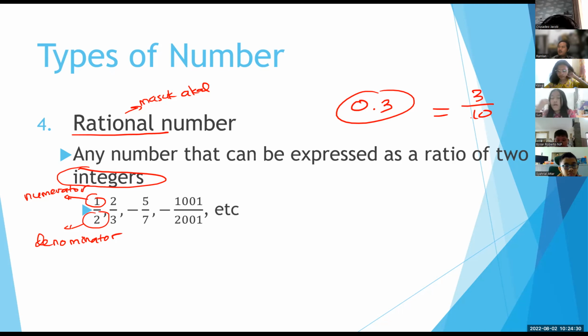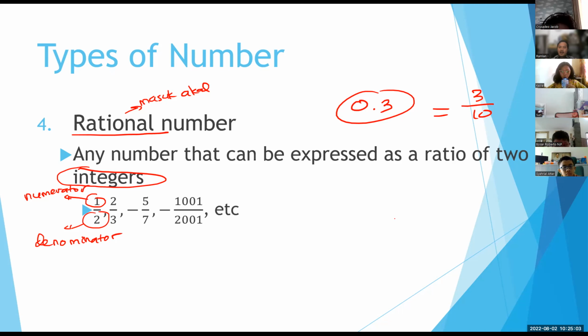So if we go back to the definition of a rational number, it says that it can be written as a ratio or a fraction in which the numerator and the denominator are integers. Question: are 3 and 10 both integers? Yes. So that means 0.3 is a rational number. Jadi nanti akan ada beberapa angka yang saya akan suruh kalian investigate, ini masuk rational number apa enggak.